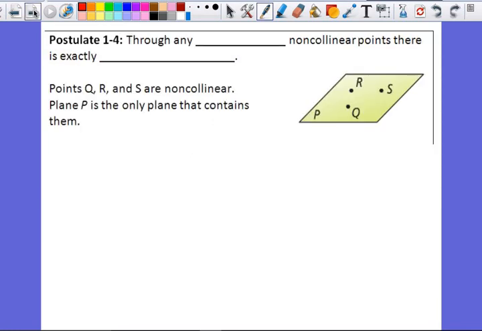Through any three non-collinear points, there is exactly one plane. Which means no matter where you draw three points that do not form a straight line, you can only make one plane. So like R, S, and Q, there's three points there, they can only make one plane through it. All right?